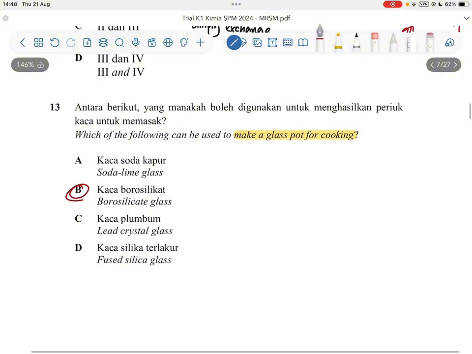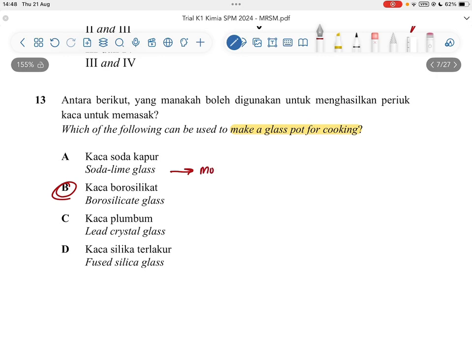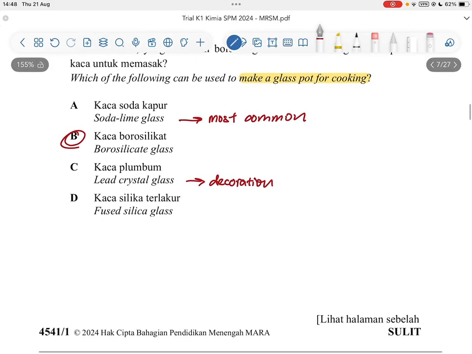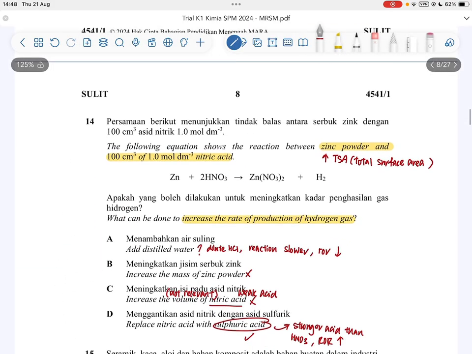Okay, question 13. Which of the following can be used to make a glass pot for cooking? The answer would be borosilicate glass. Soda-lime glass is the most common glass we find, and lead crystal glass is usually for decoration or for some specific purposes. This one you can refer to the textbook, the table.